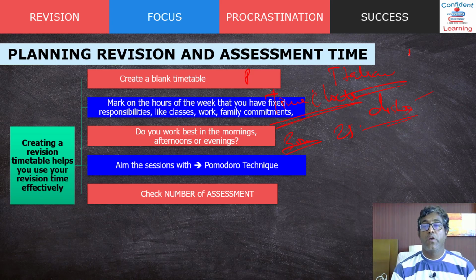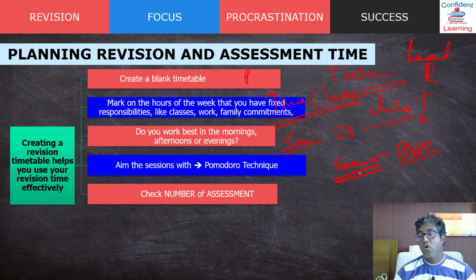Now you have already read and revised. Now comes the assessment. What do you mean by assessment? Assessment is your exam. Time to time we have exams in terms of a test series, or if you are in college you have a semester exam, a monthly exam, or a half-yearly exam. That will give you the assessment.